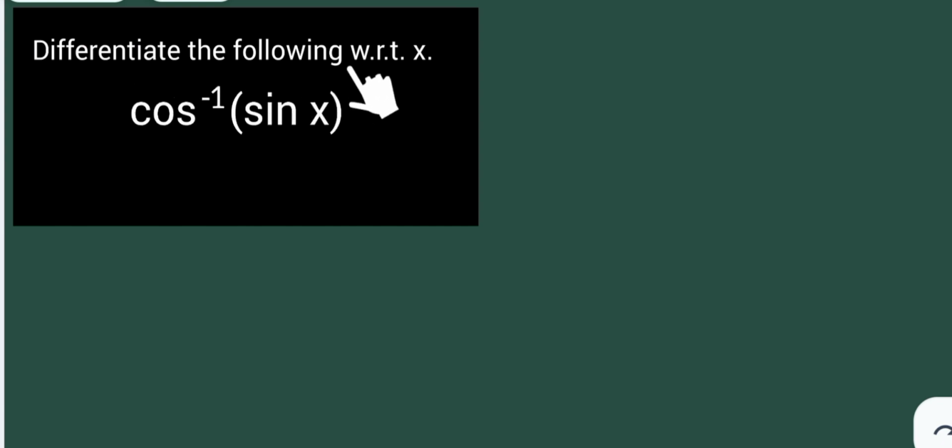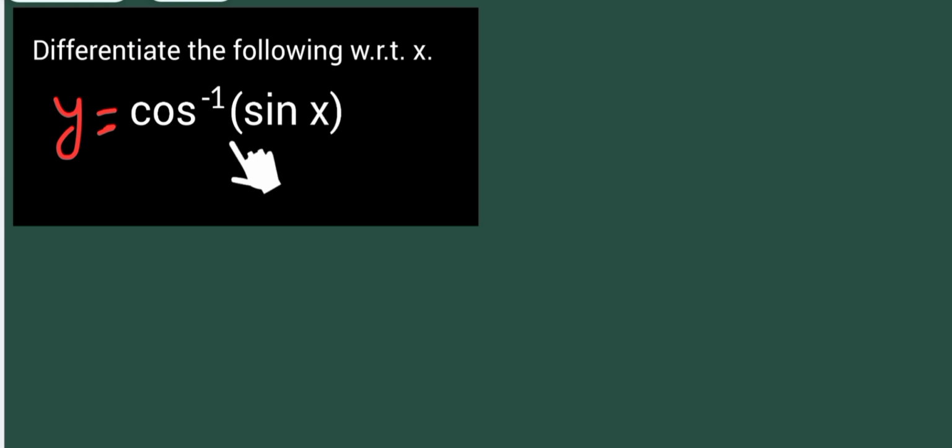Differentiate the following with respect to x. Some function is given as cos inverse sin x. So we have to differentiate this function. Suppose I am assuming this is y. Correct? So we have to differentiate this y with respect to x.